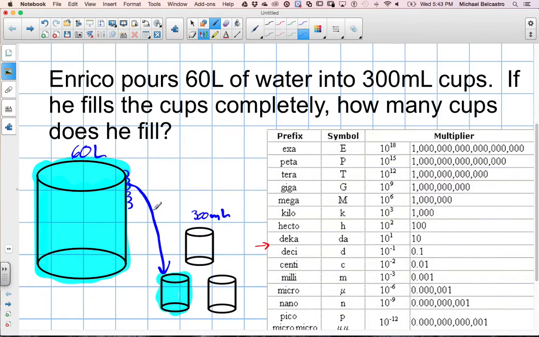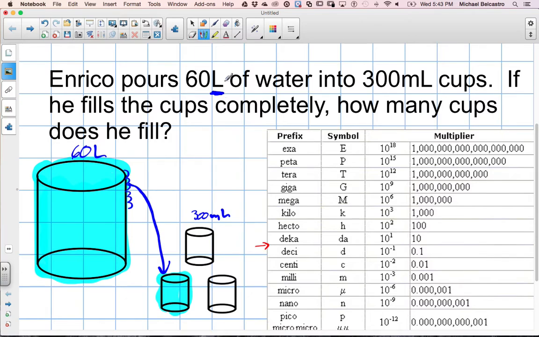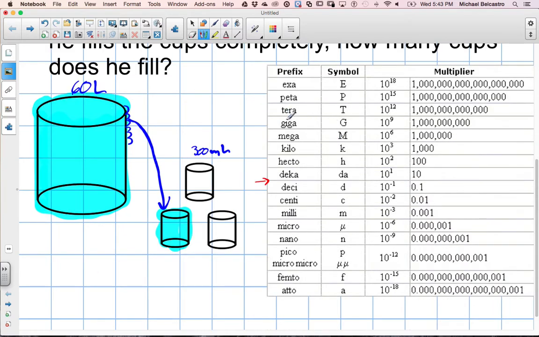Our major problem to start, though, is our units. What's this one measured in? Liters. And this one? Milliliters. Are they the same? No. Okay, so that's where this very confusing chart on the side comes in. This is a chart that talks about what are called prefixes, and they help us with our volume measurement. So we're working in liters.